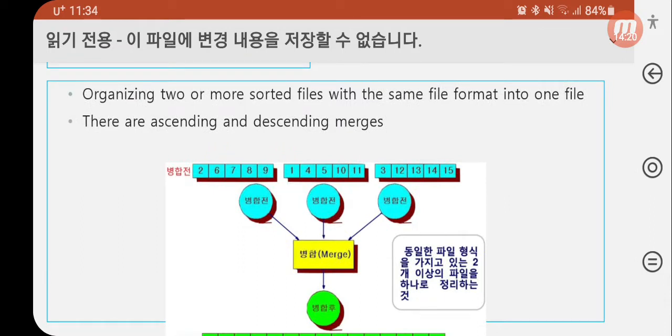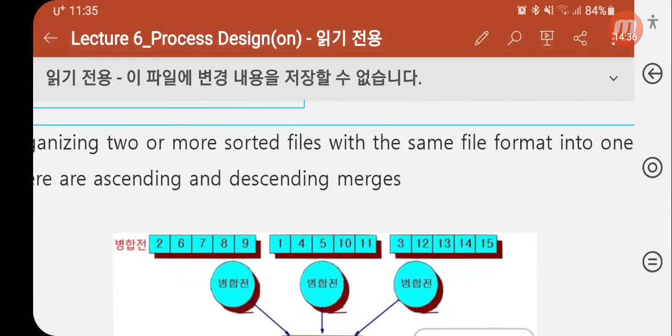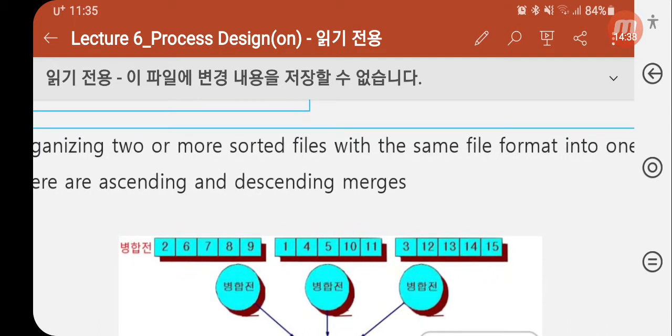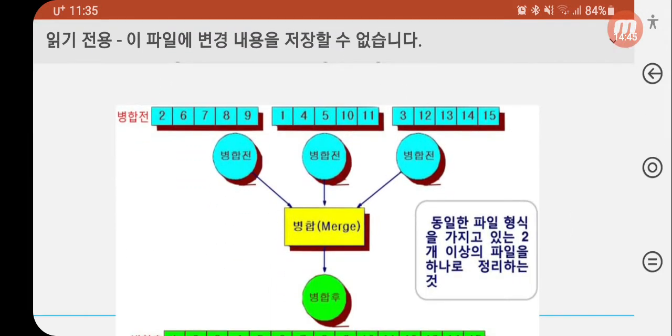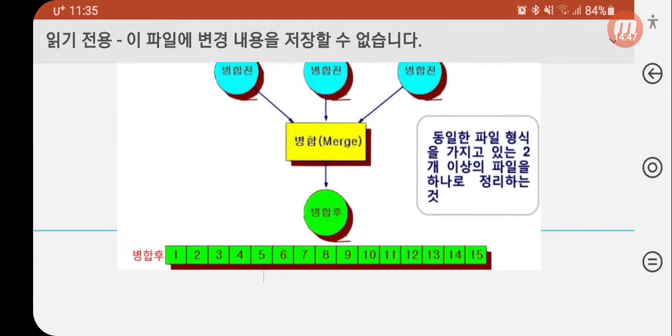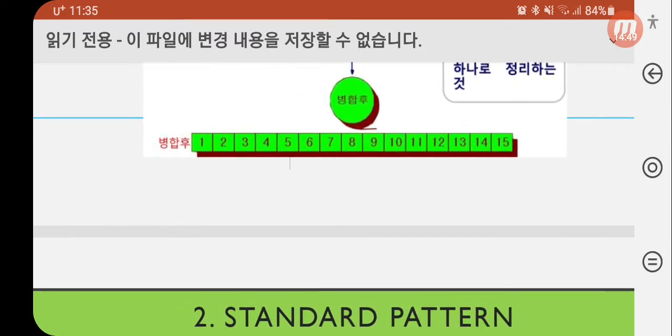Merging. Merging is organizing two or more sorted files with the same file format into one file. There are ascending and descending merging. Before the merge. After the merging.